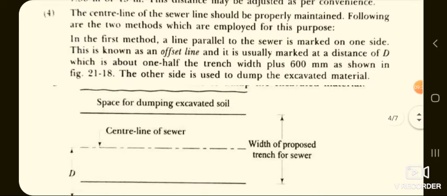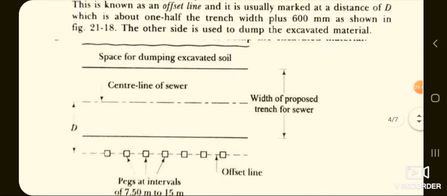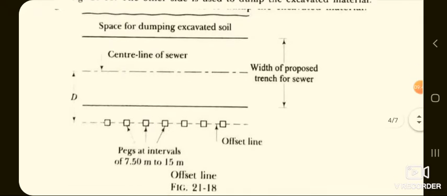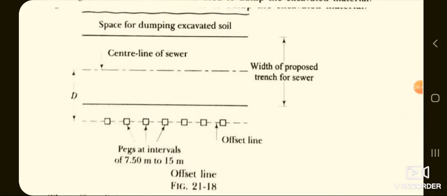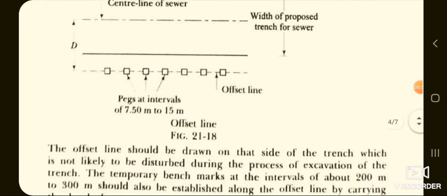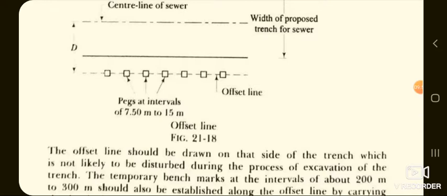In the first method, a line parallel to the sewer is marked on one side. This is known as an offset line, and it is usually marked at a distance d, which is about one half the trench width plus 600 mm, as shown in the following figure. The other side is used to dump the excavated material. So this is the center line of sewer, as well as space for dumping the excavated soil, and also you can see the pegs, and the line joining these pegs is called the offset line.